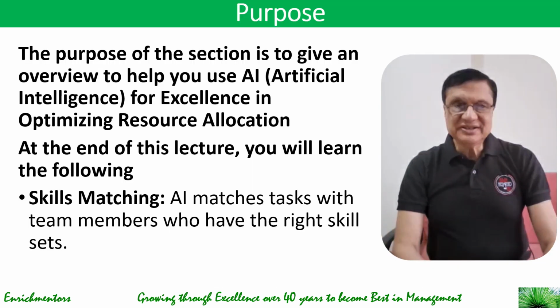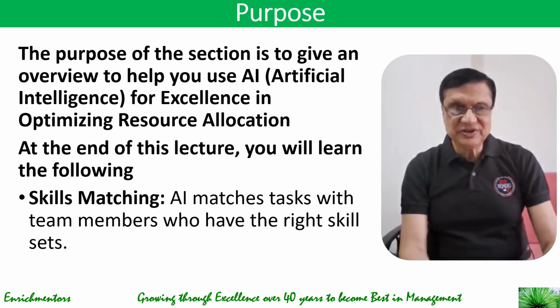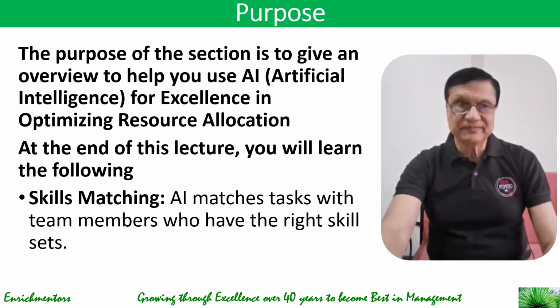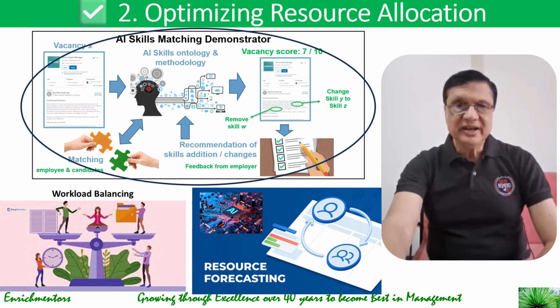So in this particular section, we will give you a good idea of how you can use AI for excellence in optimizing resource allocation. And we begin this section with this lecture in which we will talk about how you can use AI to match tasks with team members who have the right skill sets, right? Skill matching. So any thoughts on how you can use AI to match tasks with team members who have the right skill sets? Any thoughts?